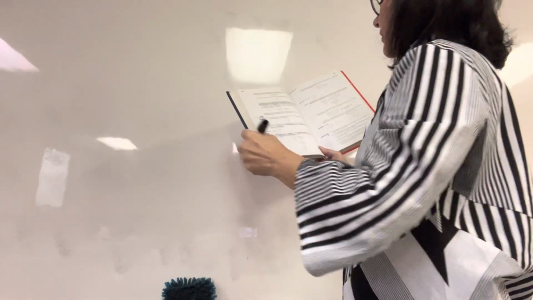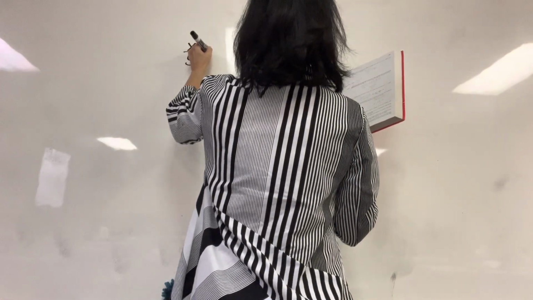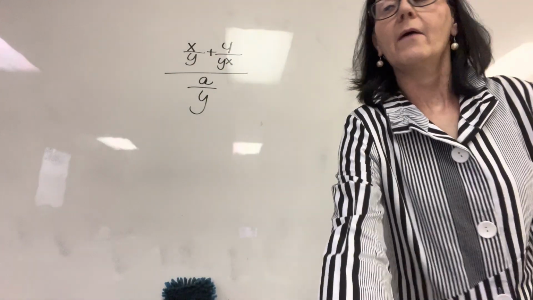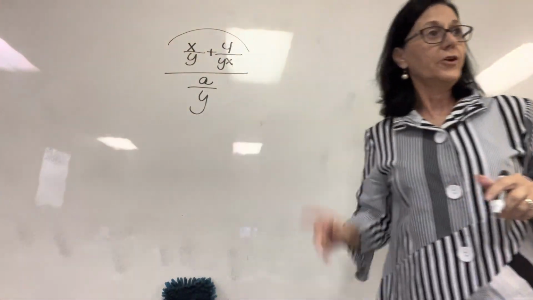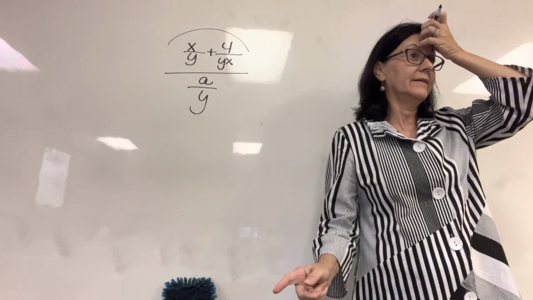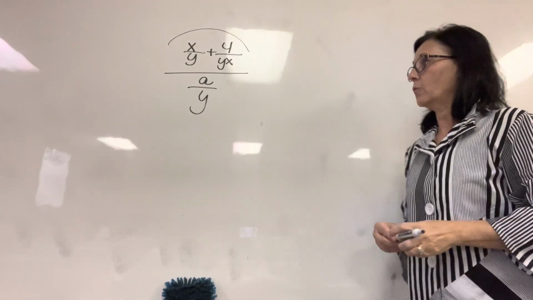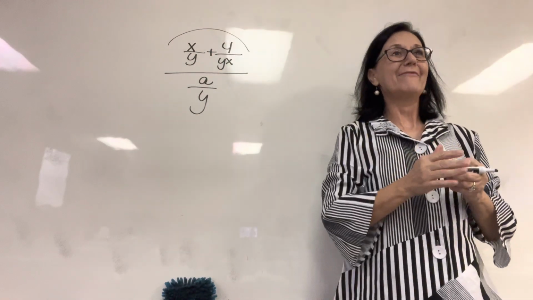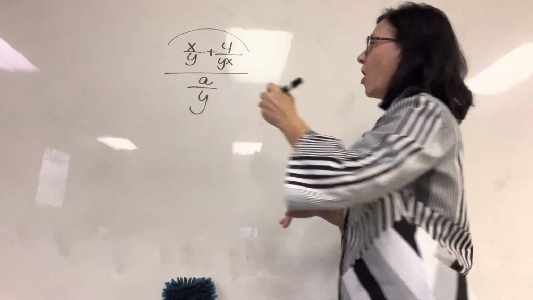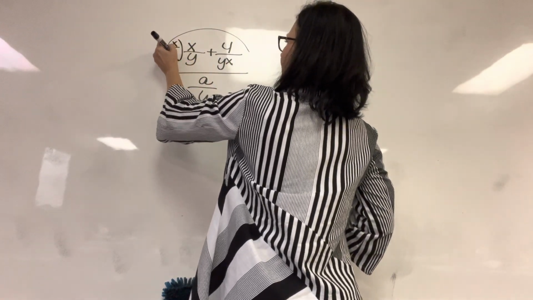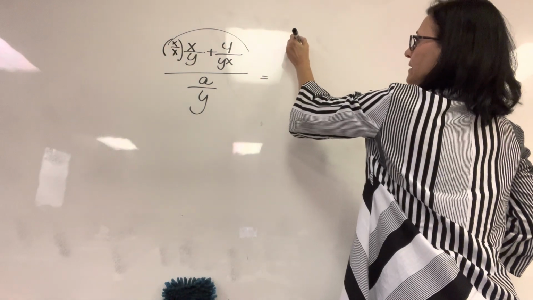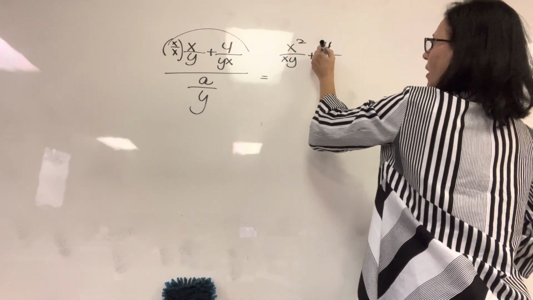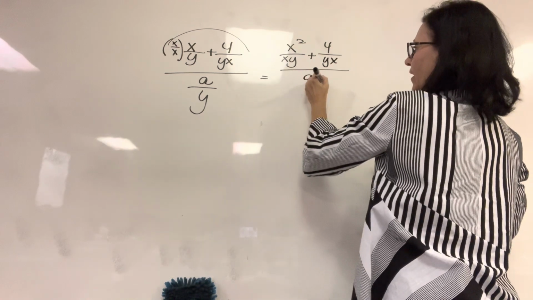All right, so look at 33.1. I want to begin working in the numerator because that is where fractions are added. Because I have no equal sign, I'm making a common denominator. What would be my common denominator, Michael? In the numerator. Right. XY, that's right. And so all I need to do to this first term is multiply by x over x. So I end up with x squared over y plus 4 over yx, xy, same value over a over y.